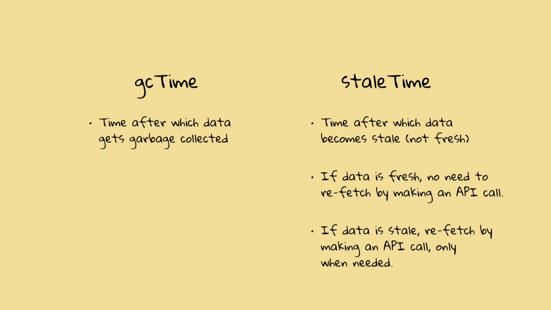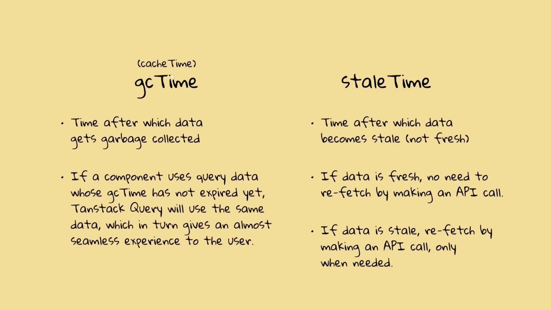gcTime, which is basically the garbage collection time and was earlier known as cacheTime, specifies how long Tanstack Query should retain a stale result in memory after it is no longer used by any component. If gcTime is set to 5 minutes, which is also the default value, Tanstack Query will keep that result in memory for 5 minutes after it goes unused, allowing faster access if a component requires it again within that time frame. After gcTime expires, the data is then garbage collected.